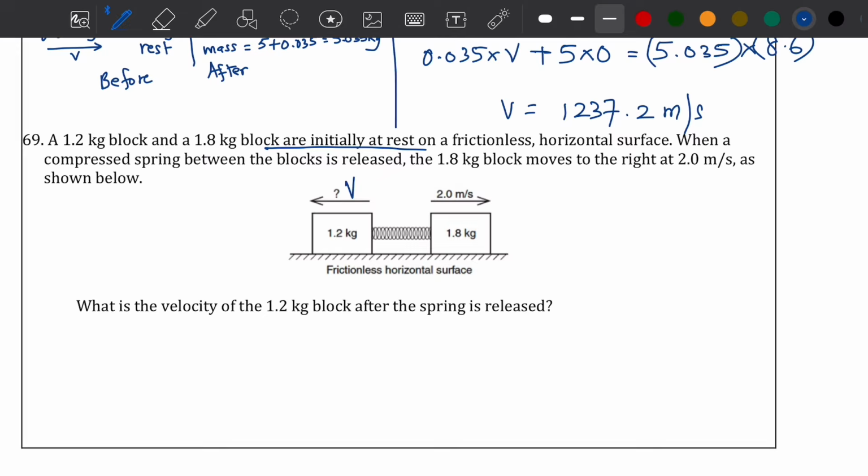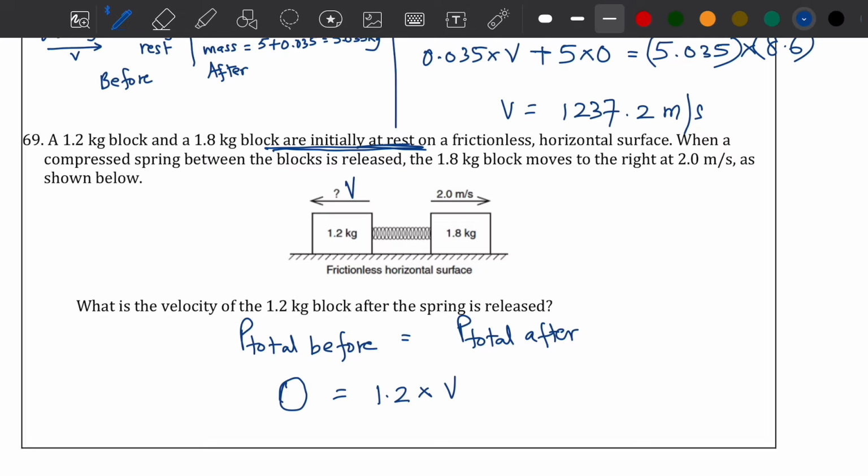So remember that before releasing the spring, the whole system was at rest. So P total before, again conservation of momentum, will be equal to P total after. Before releasing the spring the whole thing was at rest, so momentum will be 0. After releasing, the 1.2 kg was moving, but we don't know its velocity, so we write it as v. And the 1.8 kg, we know it was moving with 2 meters per second to the right, which means positive, so we'll write it as 2.